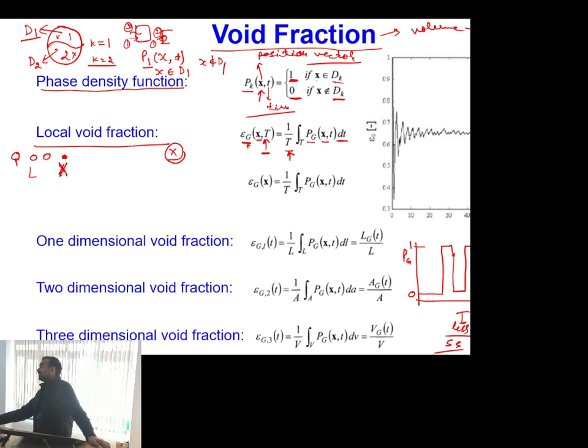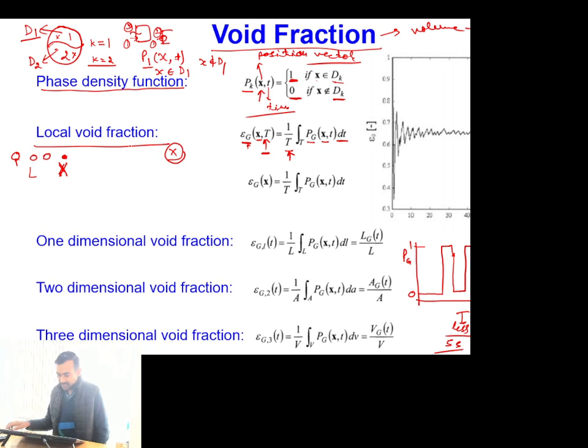But if you consider a very small time, then all the random fluctuations may not come into the sample, and every time you repeat the experiment, you will find different values. So that is why, when we define the local void fraction, the selection of this sampling time T is important. And how sampling time changes the value of the local void fraction is plotted over here.